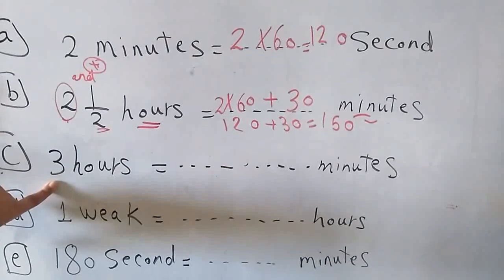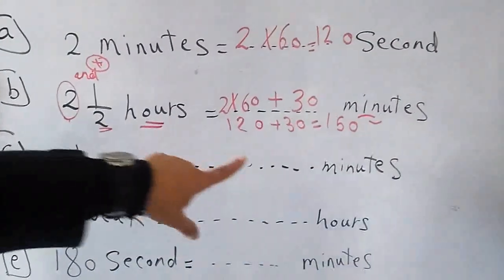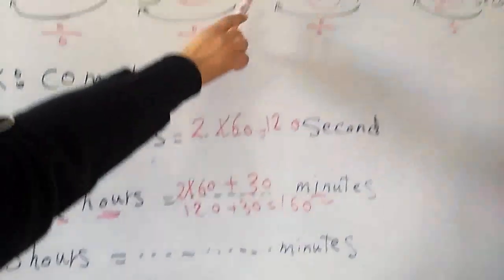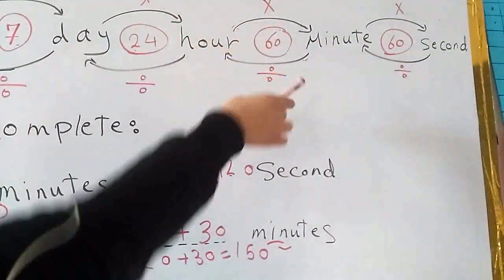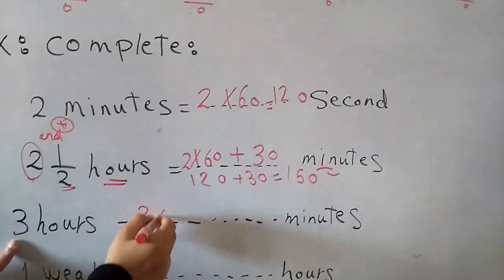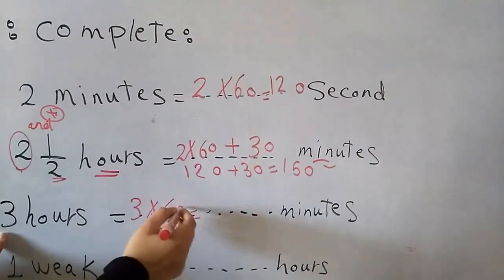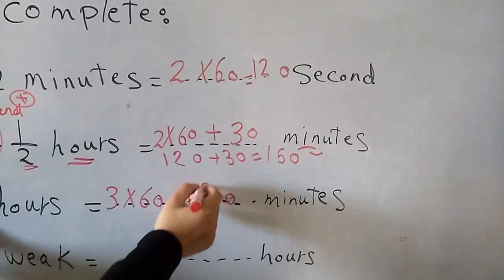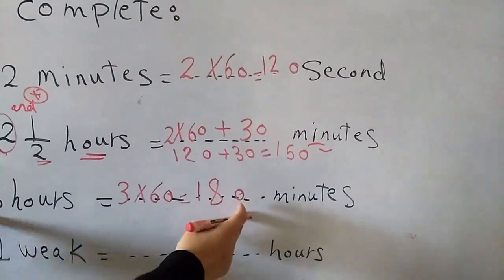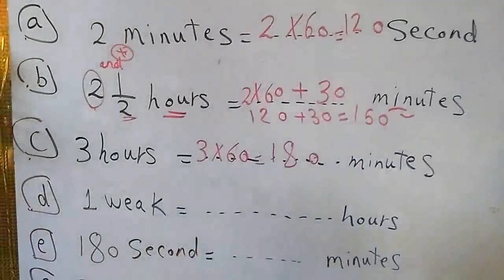Okay, 3 hours equals how many minutes? From hour to minutes, from bigger to the smaller we multiply by 60, so 3 times 60 equals. We put 0 on the right, then 3 times 6, excellent, equals 18, so 180 minutes, 180 minutes.